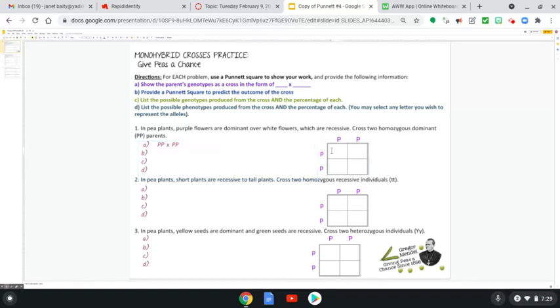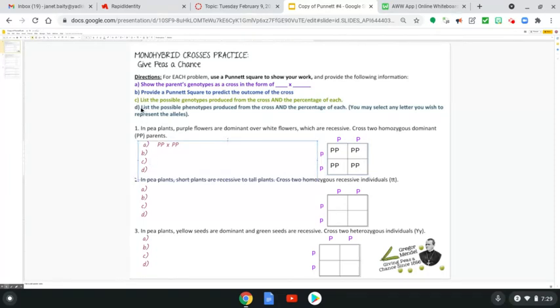So you type in here, dominant P, dominant P, dominant P. These are all dominants because their parents have dominants. Dominant P, dominant P, dominant P, dominant P. Okay, so that's B. You just completed B.